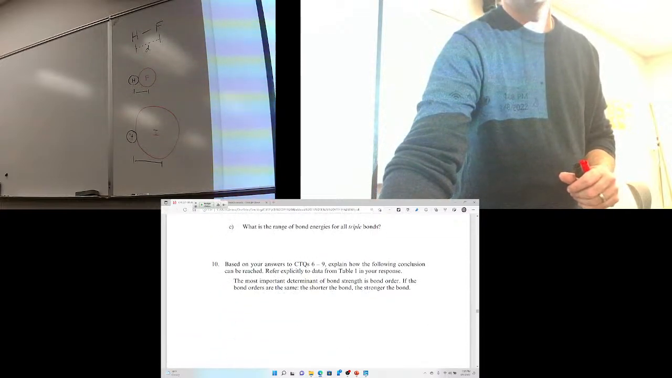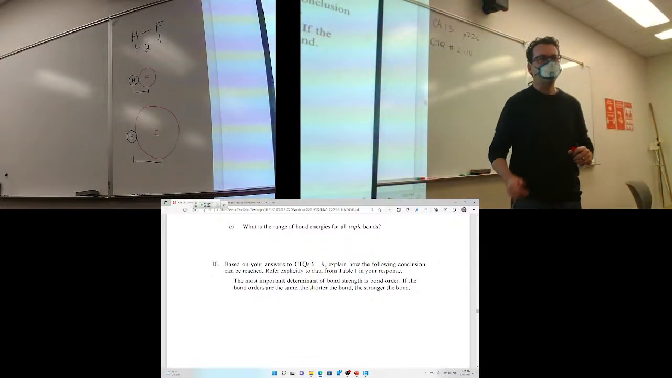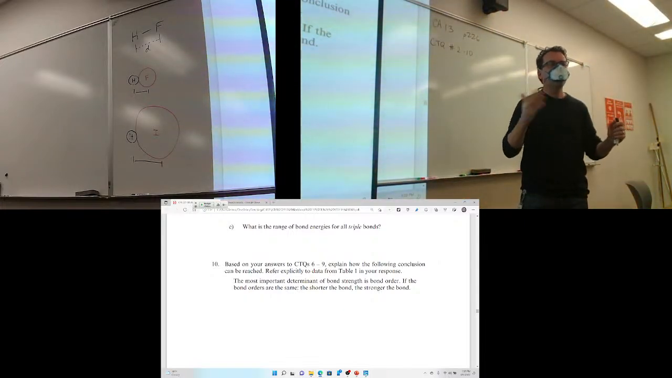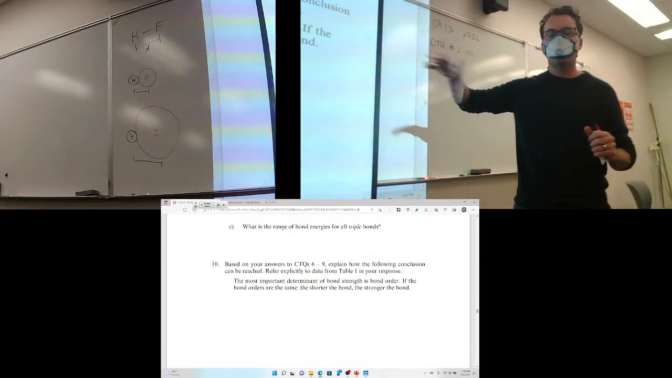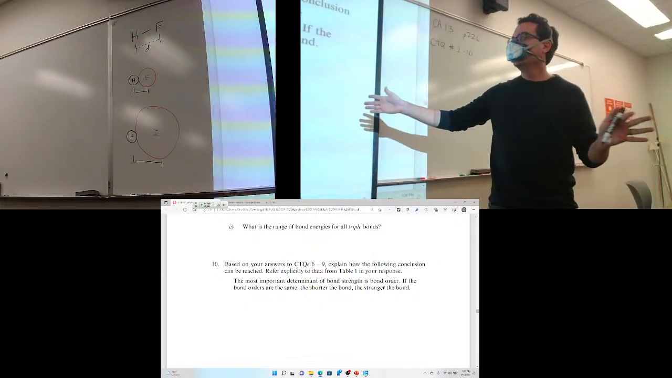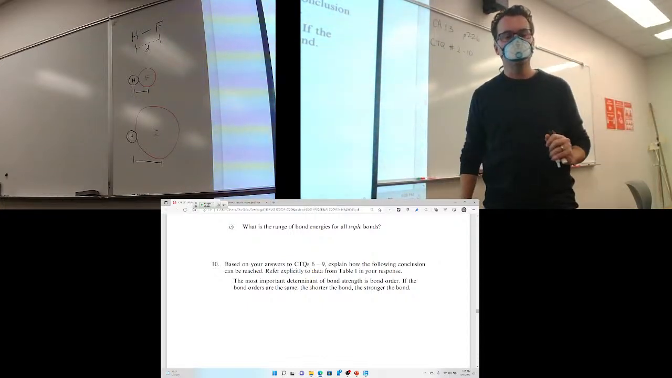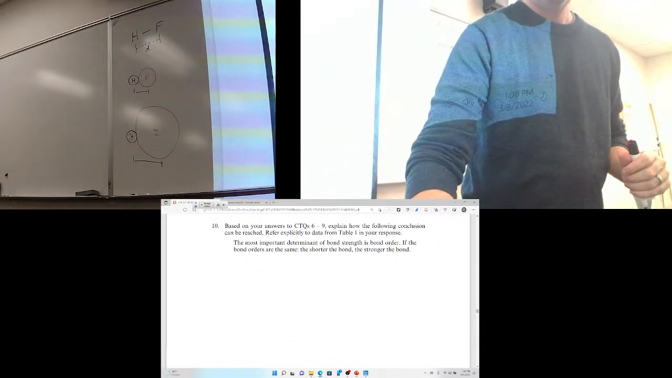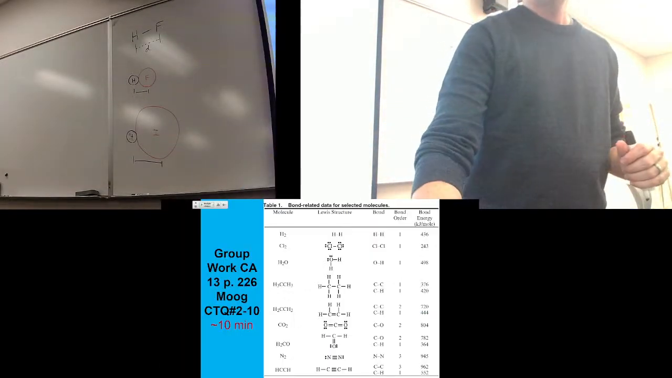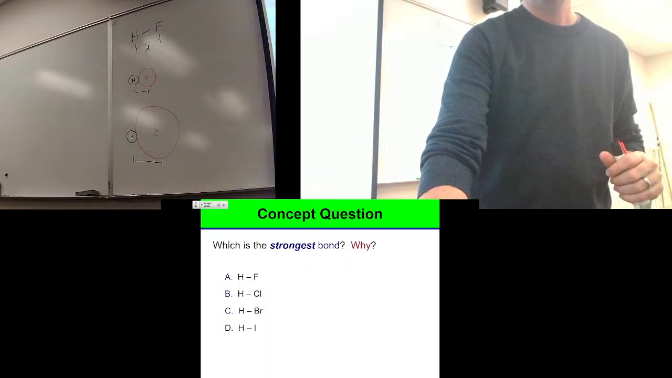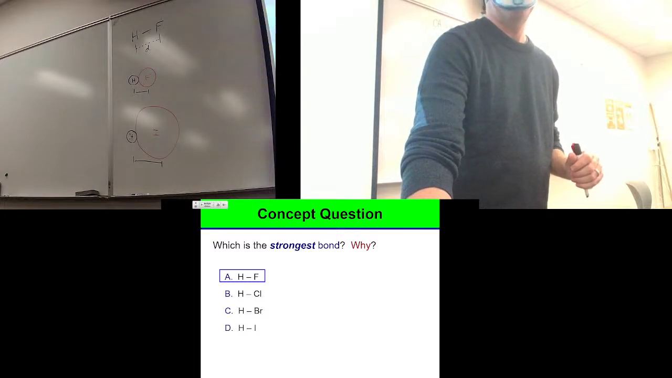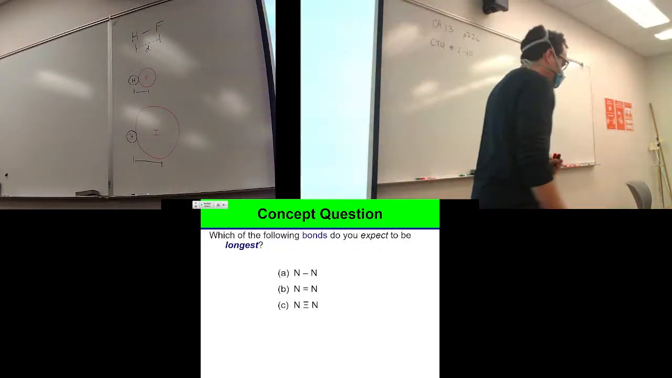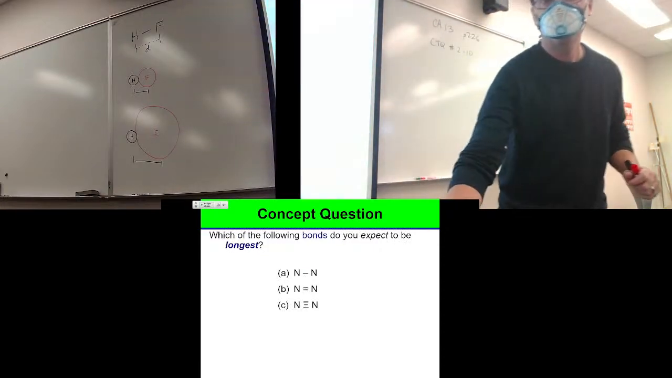Hopefully that makes sense. So it's kind of like Coulomb's law. We prioritize the charge. That was the most important thing. And then after that, distance mattered. Here, in this case, bond order is the most important. Then you can look at what's connected. Okay. So far, so good? We can skip that one. So HF is the strongest bond. Why? Because it's the shortest. But for this one, which one is the longest?